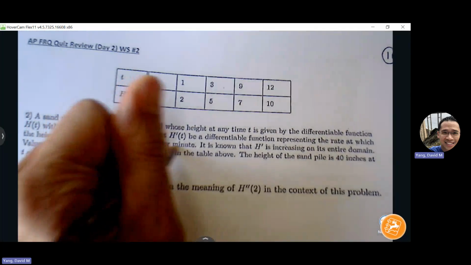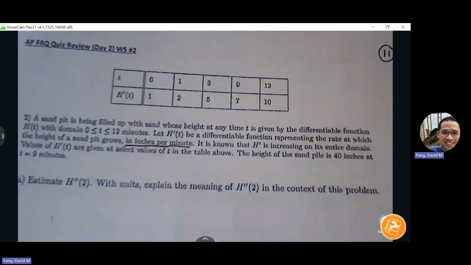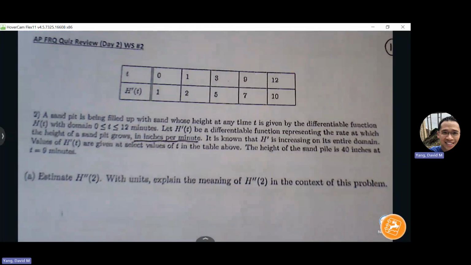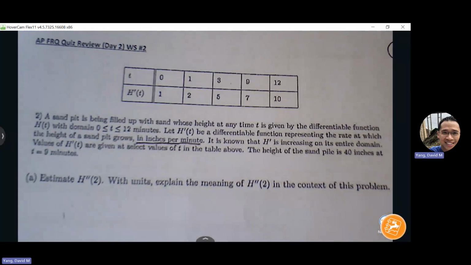So let's pay attention to that. It is known that h prime is increasing on its entire domain. Values of h prime are given as select values of t in the table above. The height of the sand pile is 40 inches at t equals 9 minutes. Okay, estimate h double prime of 2.